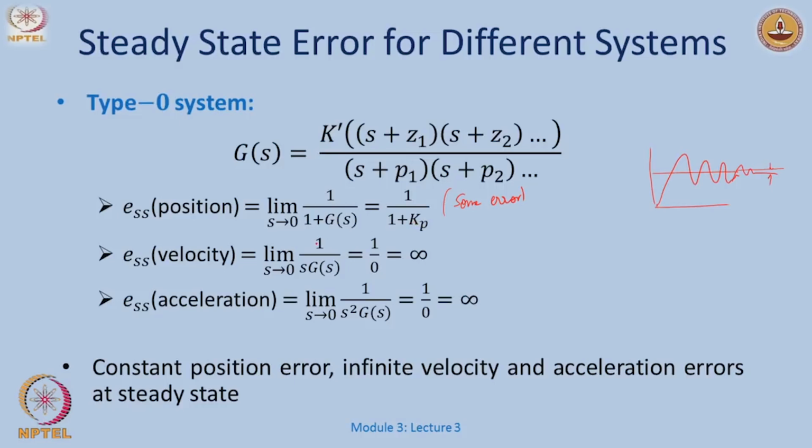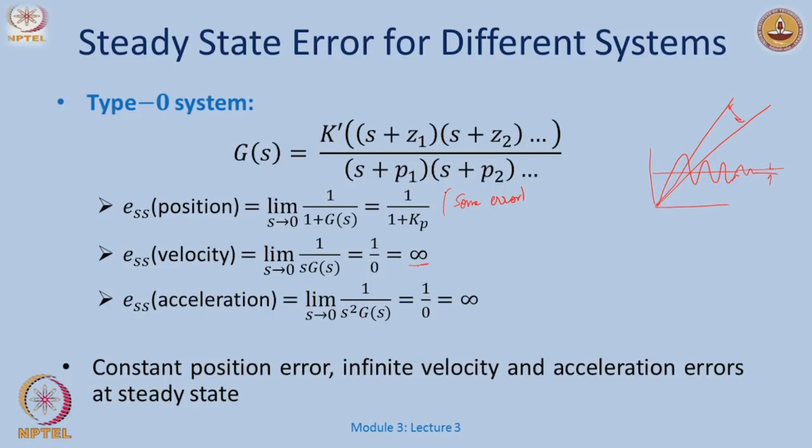Now, this system can never track a velocity signal. Why? Because the steady state error is computed in this way: limit s going to 0, 1 over s times G of s, and this is infinity. So, at steady state it will never be able to track a signal like this. The error will keep on increasing as we keep on moving further. Similarly, it will also never be able to track a parabolic input. So, the acceleration error will also be infinity.